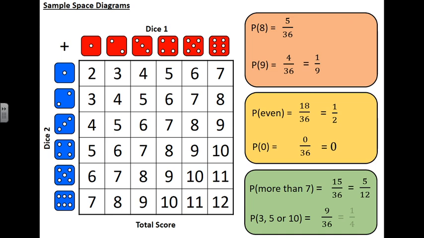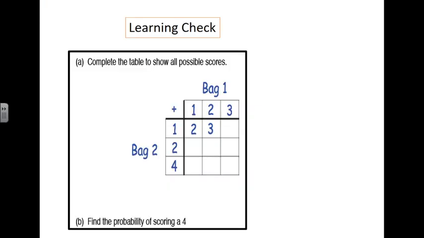Right, we're going to let you go at one in full now. Okay, so a couple of minutes to try this question. Fill out the table, the numbers are adding, and then at the bottom calculate the probability of scoring a 4. Okay, so put me on pause now, thank you.